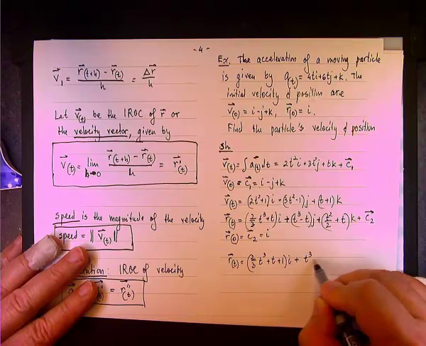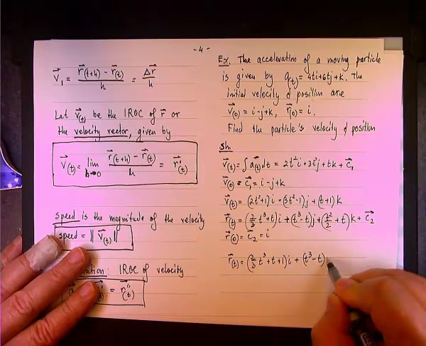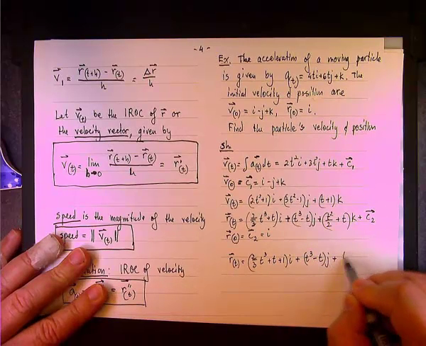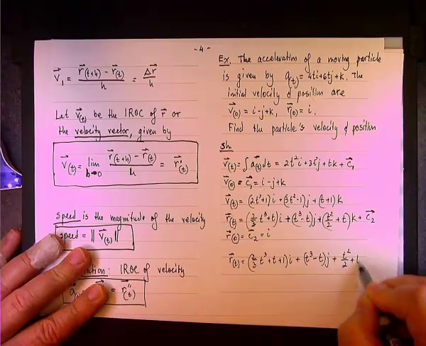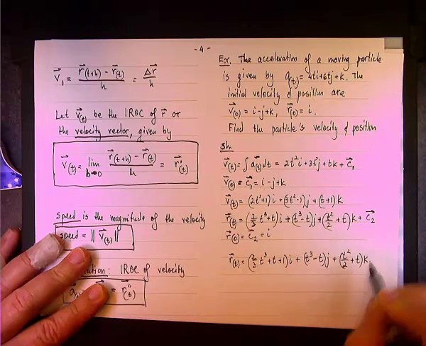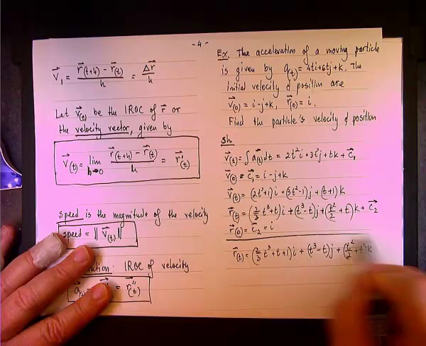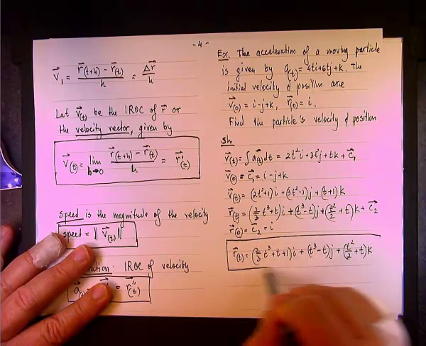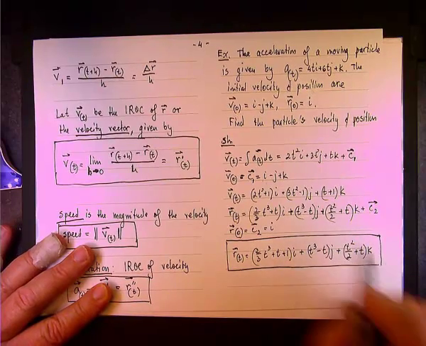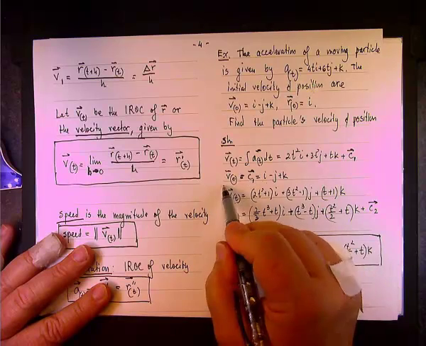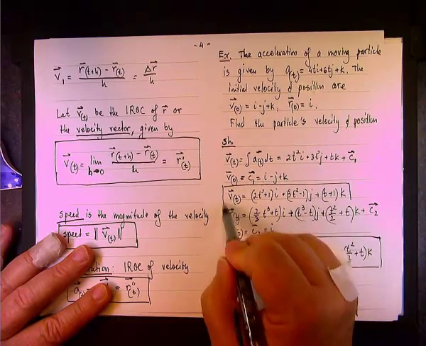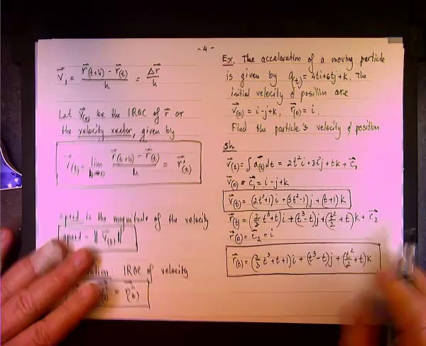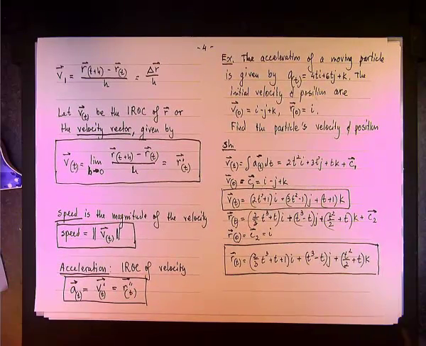r of t equals, we have only the i component to add, so it will be 2/3 t cubed plus t plus 1 i, and then the rest will remain the same, t cubed minus t in the j direction, and t squared over 2 plus t in the k direction. And this is the result. So we have the position, and also we found the velocity.